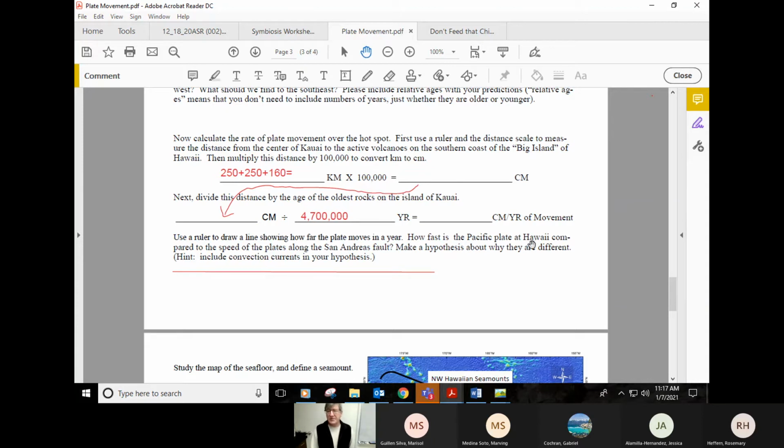How fast is the Pacific Plate at Hawaii compared to the speed of the plates along the San Andreas Fault? Which one's faster? Or are they the same? Then make a hypothesis about their differences. And please include convection currents as part of your hypothesis. Remember, a hypothesis is just a possible explanation. It's a prediction that we could test. It's a thought question, basically.